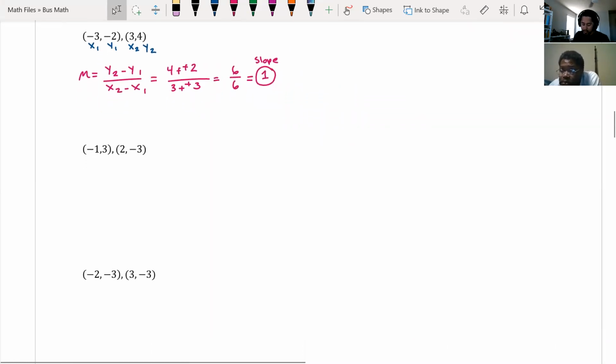And go ahead and try these next 2 examples out. I'll give you about 2 to 3 minutes to see what you guys get. Watch your signs, watch everything. So label everything, use the formula, and try it out.